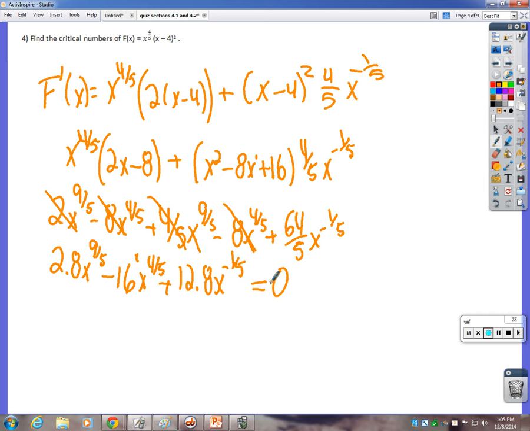So when you have all these crazy exponents, we talked about this before, what power of x should I factor out? The smallest. So we factor out an x to the negative 1/5, and then magical things begin to happen. Because this will be 2.8x what? Squared. Yay, that's the whole number. Minus, this will be 16x, because then that will be 4 fifths again, and then plus 12.8 equals 0.